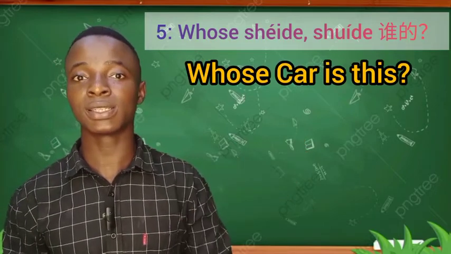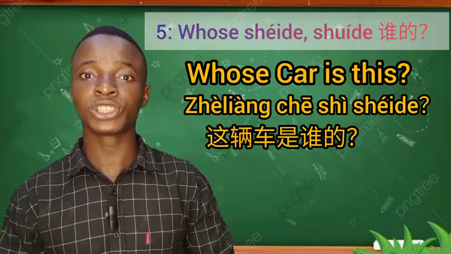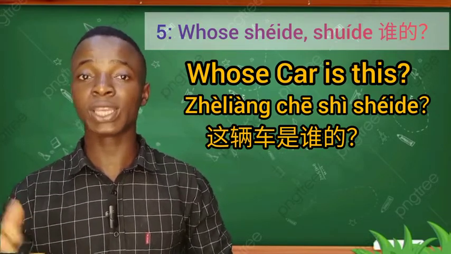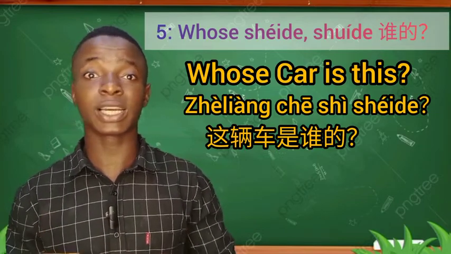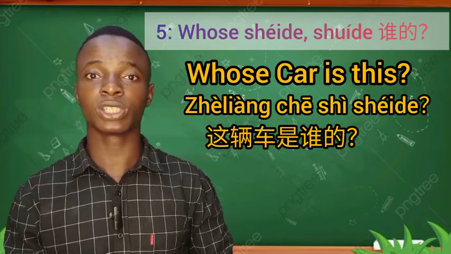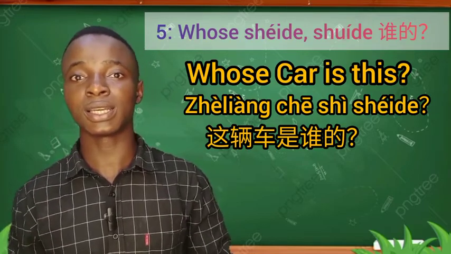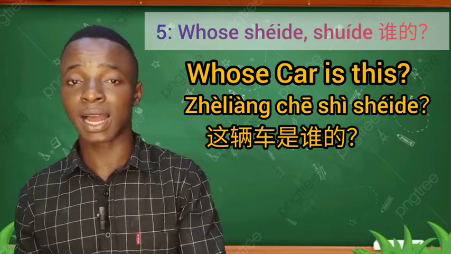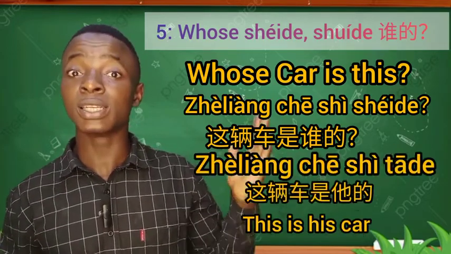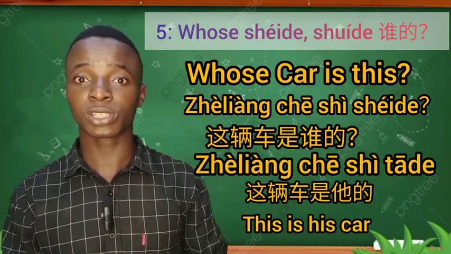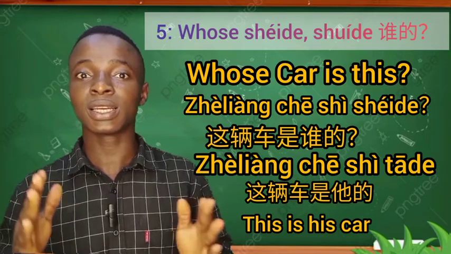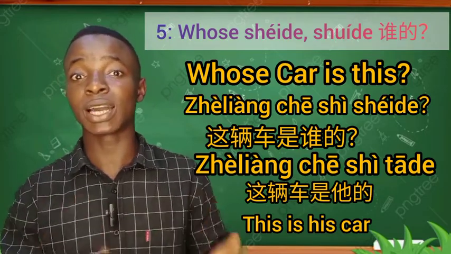Whose car is this? 这辆车是谁的 or 这辆车是谁的? It has two pronunciations. Let's say it is his car. So how are we going to respond to that? We'll say, 这辆车是他的。The car is his, or the car belongs to him.